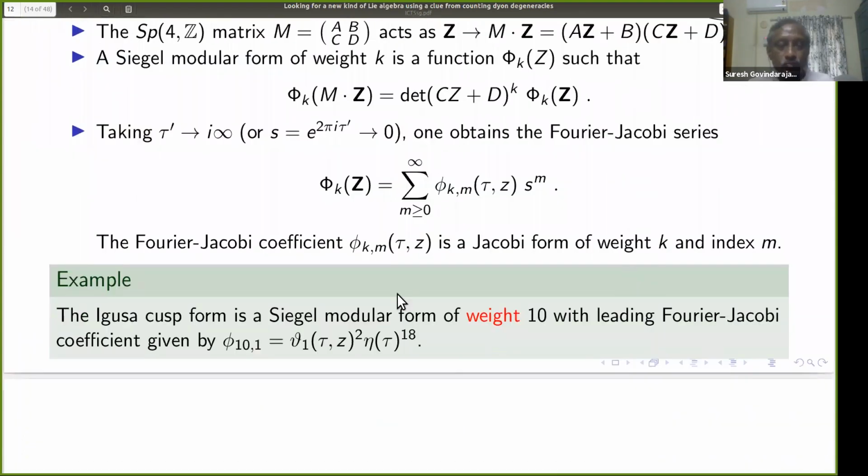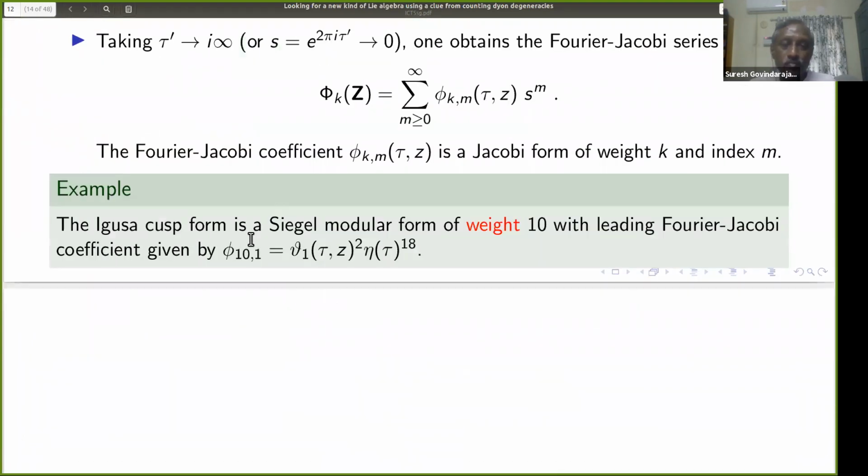Okay. So now the Igusa cusp form, which we saw already as a generating function of quarter BPS states, has weight 10. I wrote here M should be greater than or equal to 0, but this particular one doesn't have a 0 term. The first term is called phi 10,1, and it has a nice expression in terms of the two objects that we already saw: theta 1 squared, eta of tau to the power 18.